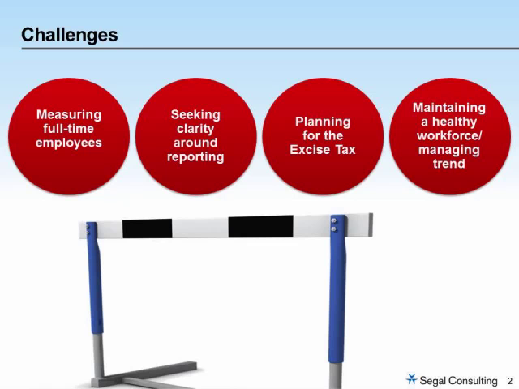First is measuring your full-time employees, particularly for the shared responsibility penalty calculations and purposes. Second, looking at the new reporting requirements under ACA with the rules that were just released in March. The third area is talking about the excise tax that will phase in and come in 2018. And then finally, through all of this, how do you maintain a healthy workforce and manage trend with your existing plans with all of this going on around you?